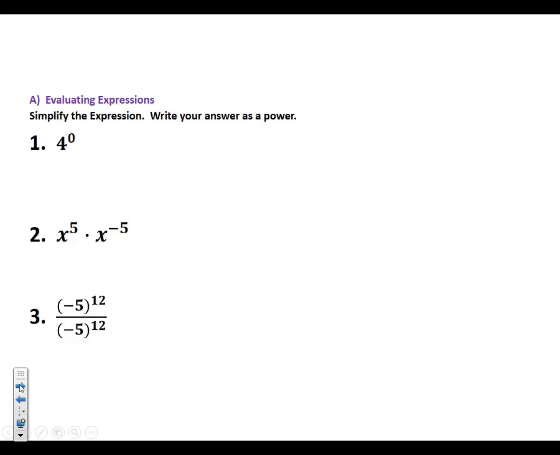Number 1 says 4 to the 0, and 4 to the 0 is equal to 1. It has an exponent of 0, it equals 1. We don't have to go any further. Nothing else to do with that. We have x to the 5th times x to the negative 5th. We know when we multiply powers with a common base, we add the exponents.